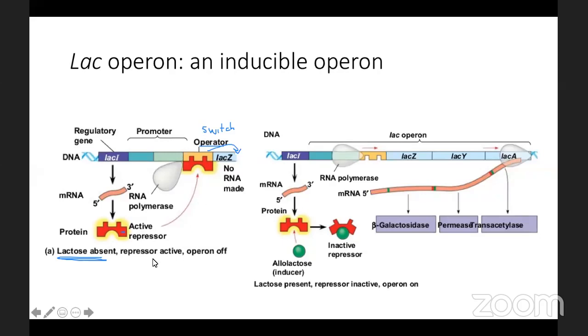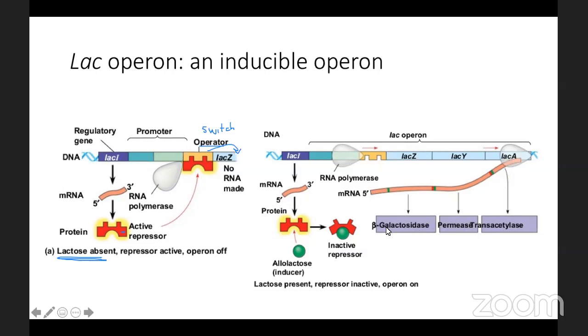Okay, so what happens if there is lactose present? Well, the bacteria is going to want to break down that lactose, and so the lactose will bind to the repressor. The repressor is just a protein, and what happens when things interact with proteins? Those proteins change shape. So the repressor changes shape so that it no longer fits into the operator. Now that the operator is unbound, RNA polymerase can bind and express LacZ, LacY, and LacA.